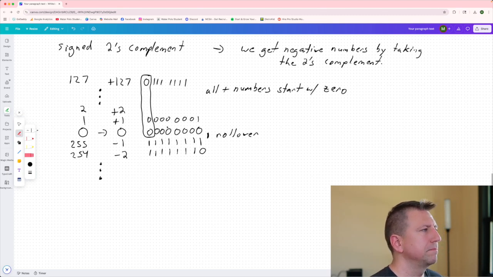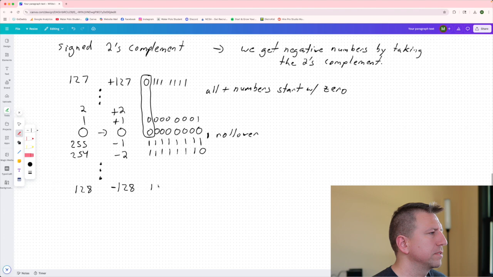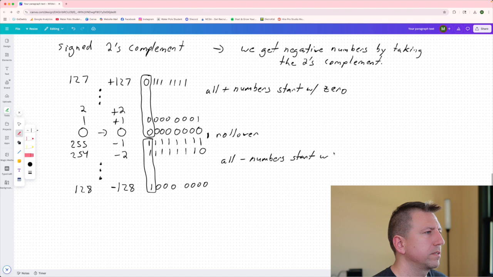So we can recognize them, it's just not signed magnitude. And then we go down to 128 here, and that is going to represent negative 128. So half the numbers go 0 to 127 and negative 1 to negative 128. And this looks like this number, 1, 0, 0, 0, 0, 0, 0, 0. And so we also see here that all negative numbers start with 1.